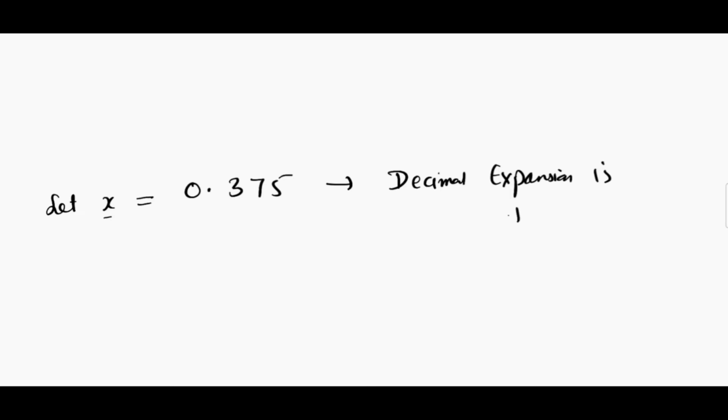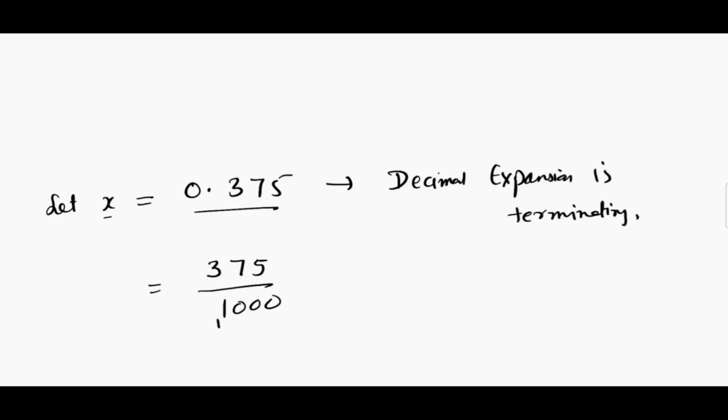Let x be equal to 0.375. We know the decimal expansion is terminating, so it means I can write this number in p upon q form. Yes, we have learned this also in 9th standard. We can write 375 divided by 1000.